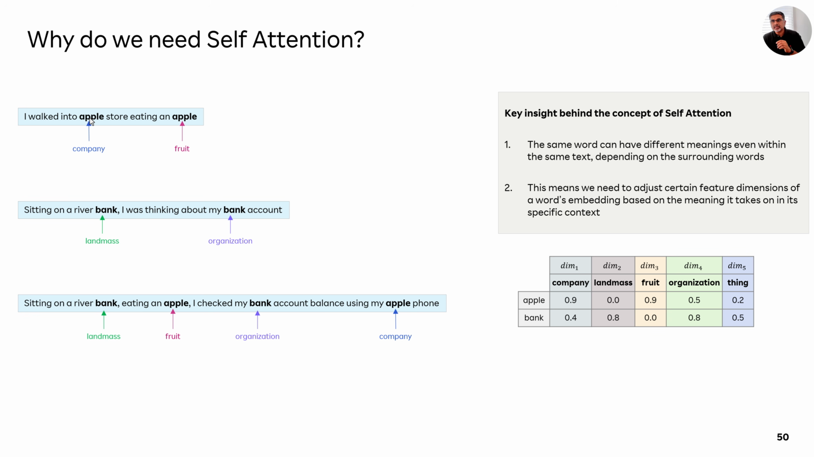So essentially the high level idea behind self-attention is, can we take an embedding matrix for these words and contextually modify it? That's the idea here. Okay, that's what self-attention is.